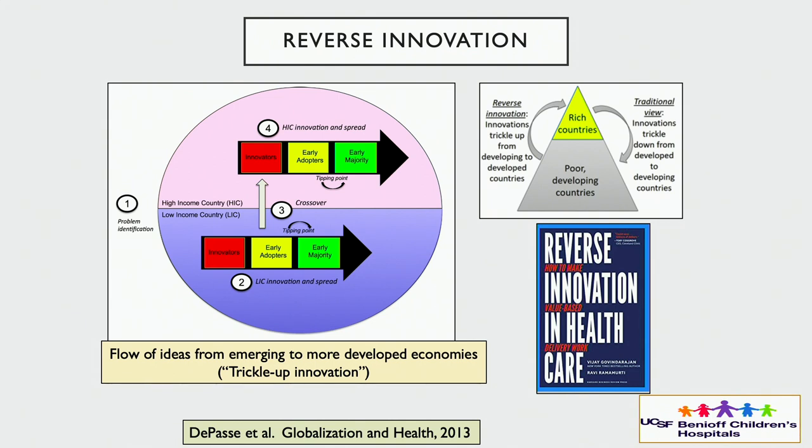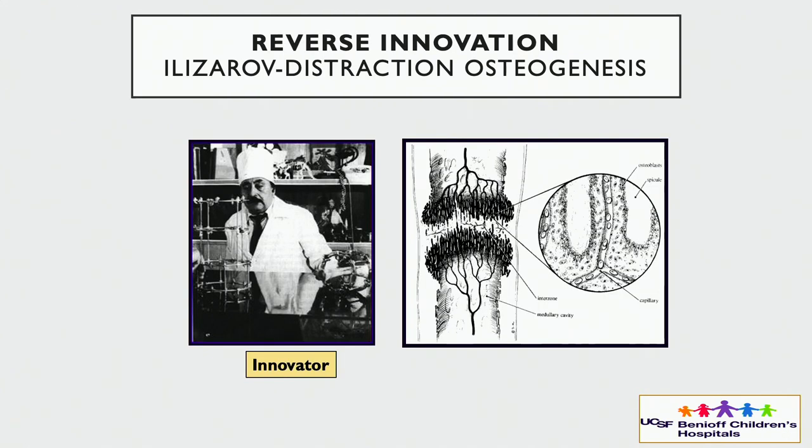It's called reverse innovation. It means that something innovated in a frugal environment, out of desperation and need, has a trickle-up effect into a higher income country, and then takes off past a tipping point. That's a concept the Dartmouth socioeconomic educators and economists have popularized. I do some limb deformity, so I think of the Ilizarov story, and I know Kevin Lewis in the audience has heard it many times.